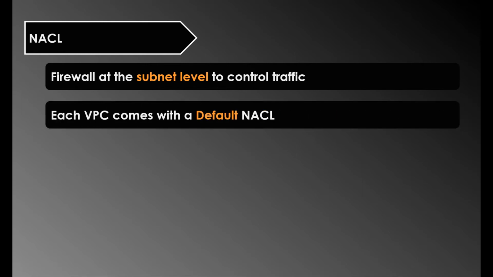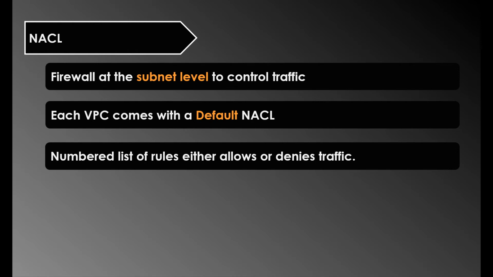Again, each VPC comes with a default NACL and you can modify it at any time. Each NACL can have a numbered list of rules which either allows or denies inbound and outbound traffic. And these rules are evaluated in order, starting from the lowest number.